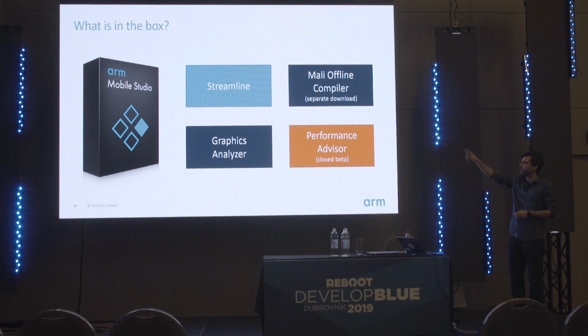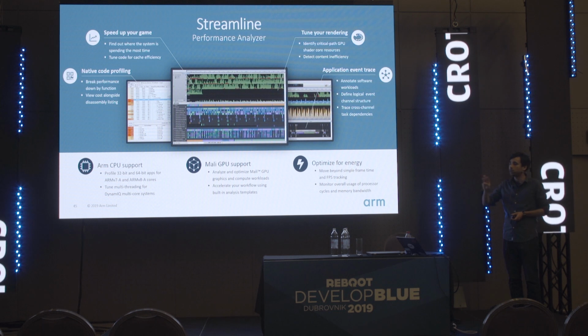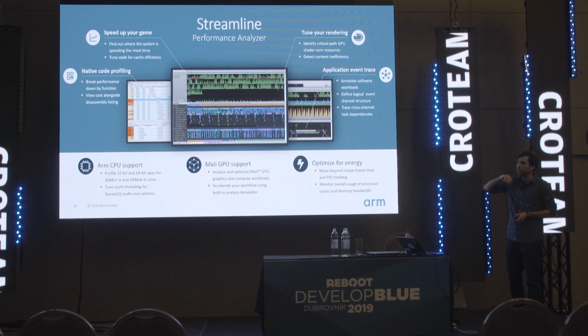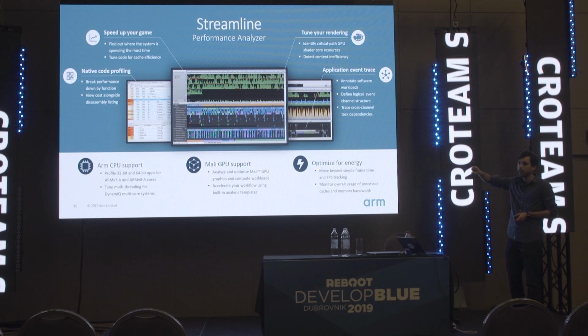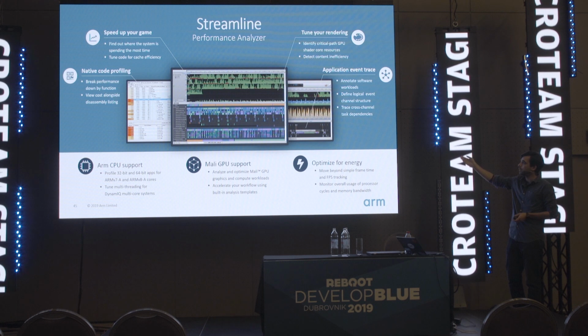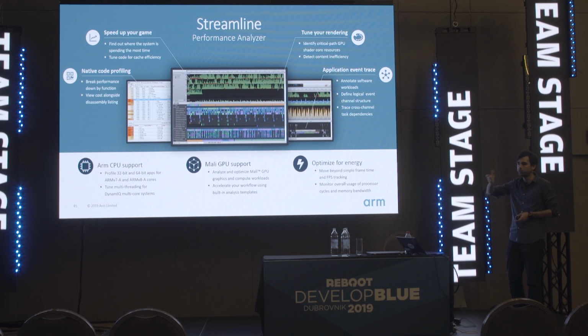So I'll go into this in more detail now, starting with Streamline. It consists of 3 core tools. We have a software analyzer for identifying hotspots in the application native code. We also have an event viewer for if you have annotations in your application or if you have instrumentation.